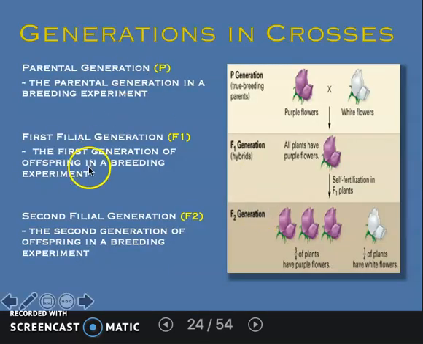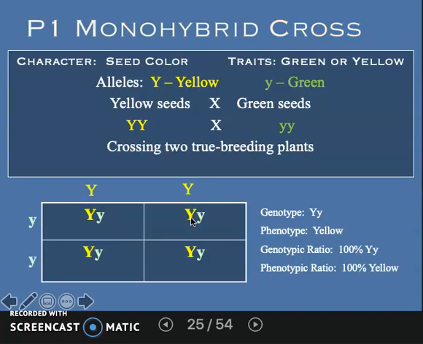Remember terminology here. The parental generation is noted P, or sometimes P sub 0. The first filial generation is the F1. Second filial is the F2, so it's a product of an F1 cross. And here's his experiment. Here's Mendel's experiment with pea color. He had yellow peas and green peas. Yellow is dominant to green.